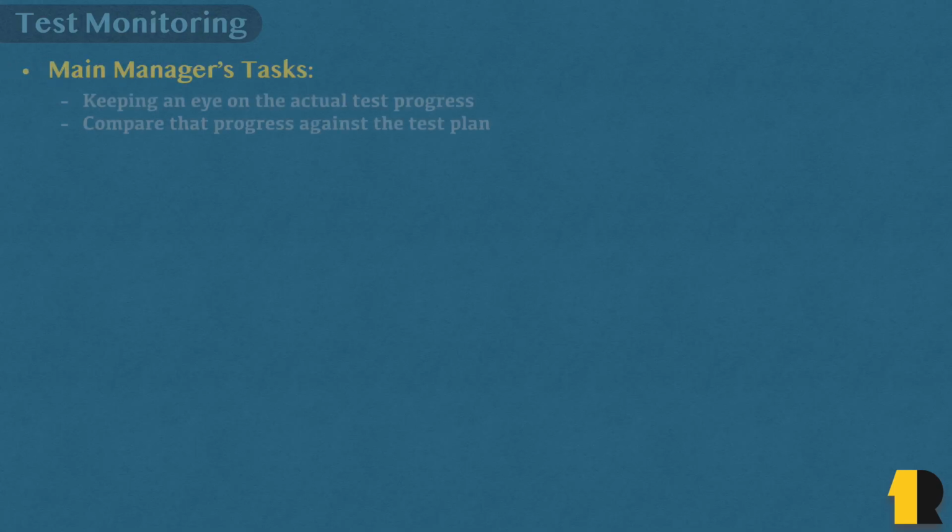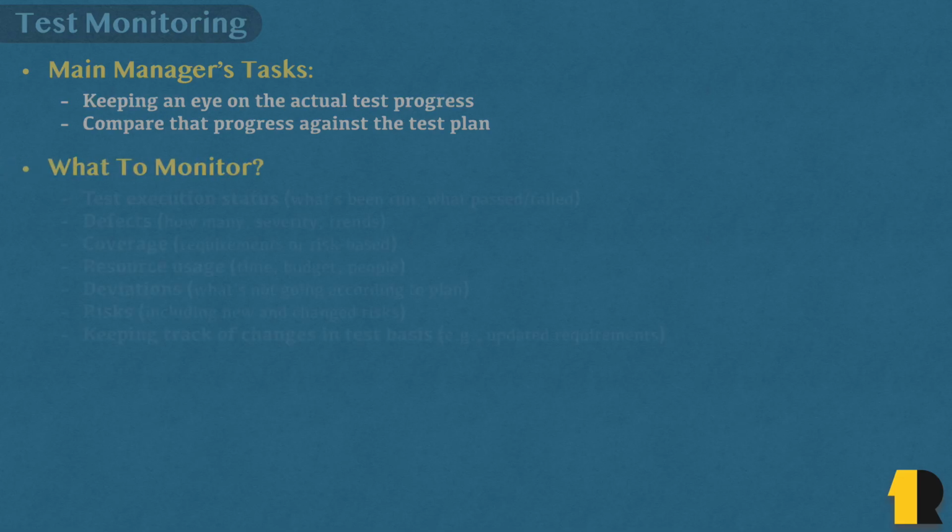Let's first understand what test monitoring is really about. Test monitoring is simply about keeping an eye on the actual test progress and then comparing that progress to something like what we originally planned for in the test plan. During test monitoring, you're basically asking yourself this question over and over: where are we compared to where we should be?